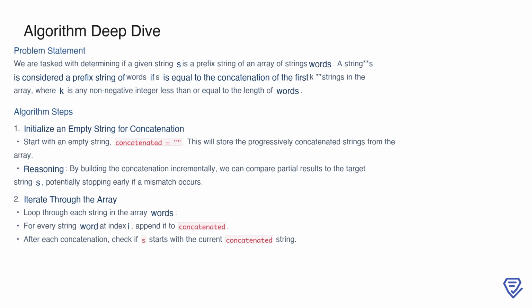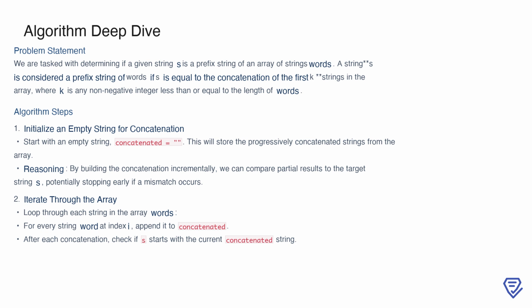The problem asks us to determine whether a given string S is a prefix of a concatenated sequence formed from the initial portion of an array of strings called words. To do this, we incrementally build a concatenated string from the array and compare it to S. The goal is to find if S matches the concatenation of the first k strings in words, where k can range from 0 to the length of the array.